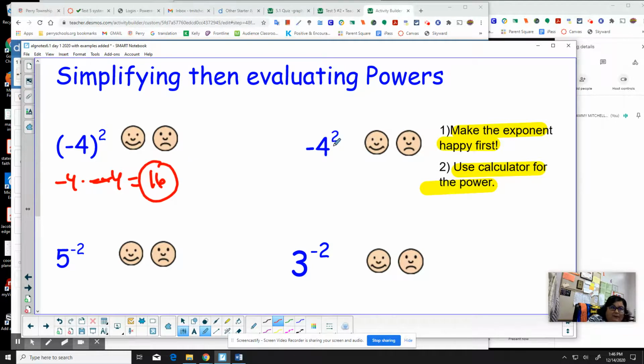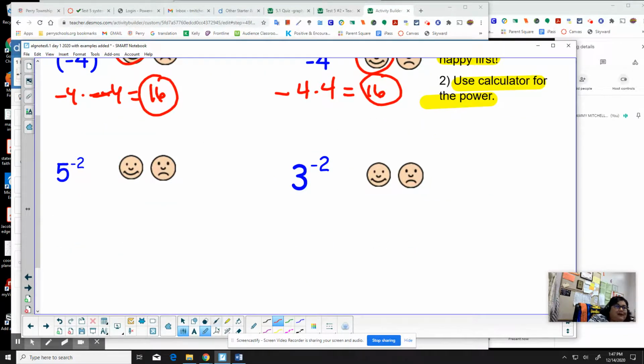This is also happy. Remember, the 4 is being squared, but the negative's not because there's no parenthesis. So this actually says negative 4 times 4, which is 16. Hey, that one's happy the way it is. So is that one.